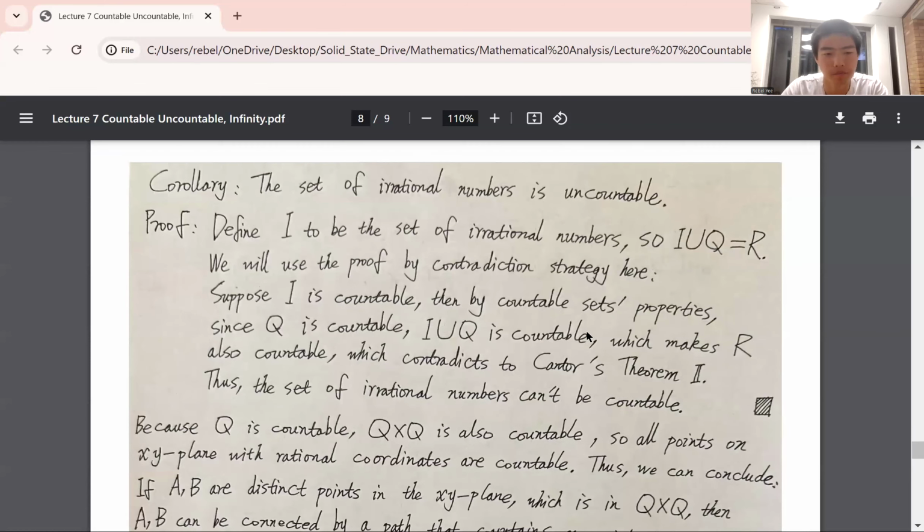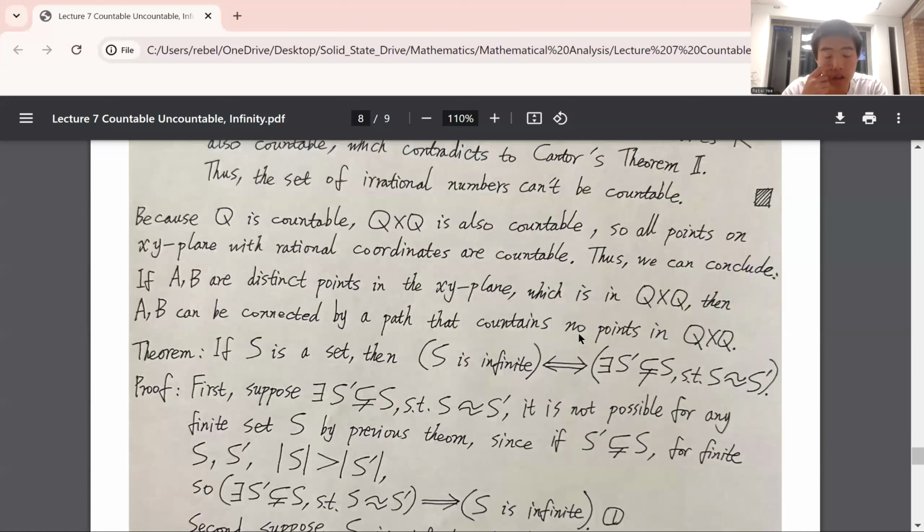And one interesting case here is that if Q is countable, then Q times Q is also countable. This is true because if A is countable and B is countable, then the Cartesian product of A and B is also countable. So this fact says all points on the xy plane with rational coordinates are countable.